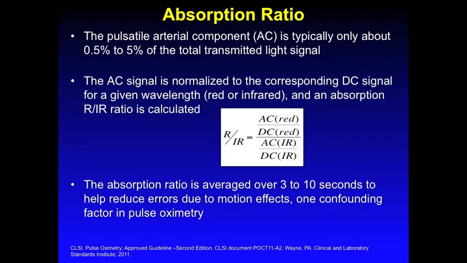The pulsatile arterial component, or AC, is typically only about 0.5% to 5% of the total light absorbed along the light path length. This contributes to the pulse oximeter's dependence on highly perfused tissue and ultimately signal quality. The AC signal is normalized to the corresponding DC signal for a given wavelength, either red or infrared, and a R/IR ratio is calculated. The absorption ratio is averaged over 3 to 10 seconds to help reduce errors due to motion effects, one confounding factor in pulse oximetry.